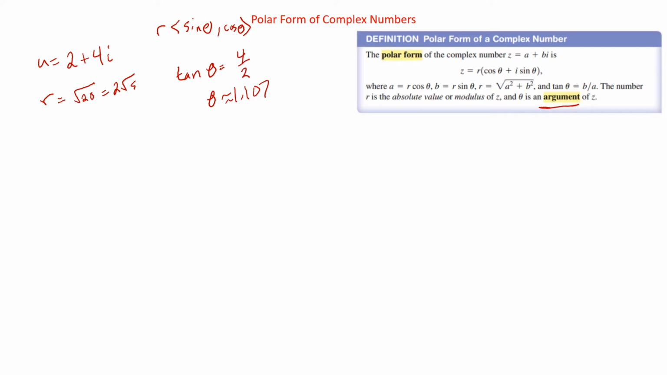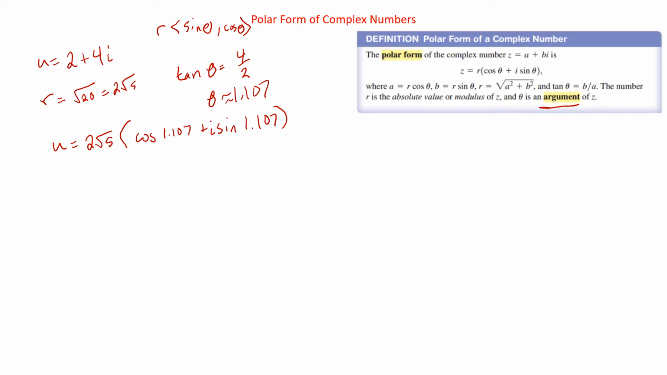We could write u as 2 root 5 times cosine of 1.107 plus i sine 1.107. So that's how we can put it into polar form.